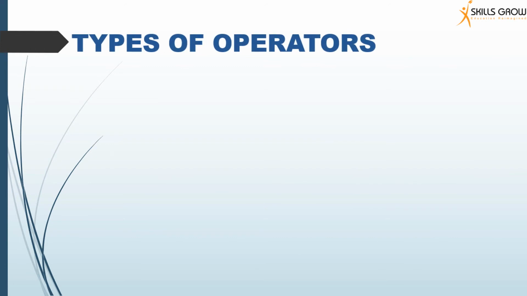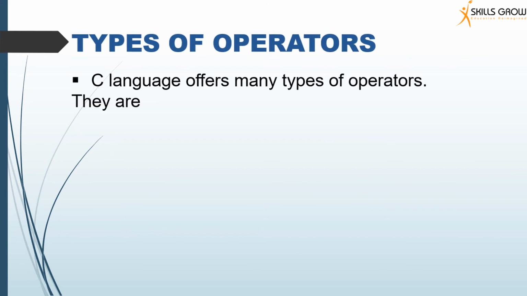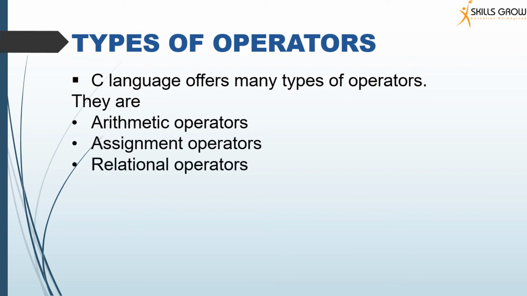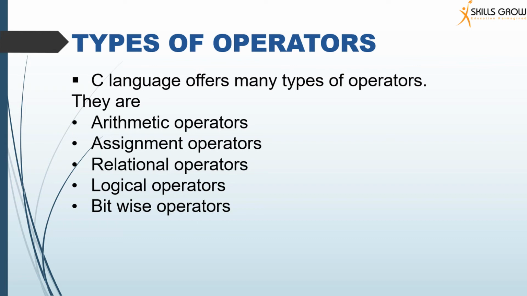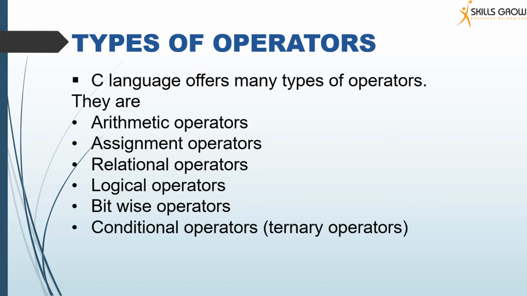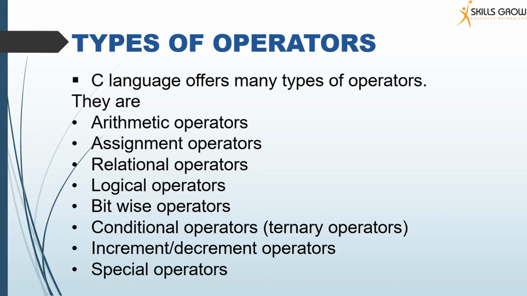Types of operators. C language offers many types of operators. They are arithmetic operators, assignment operators, relational operators, logical operators, bitwise operators, conditional or ternary operators, increment or decrement operators, and special operators.